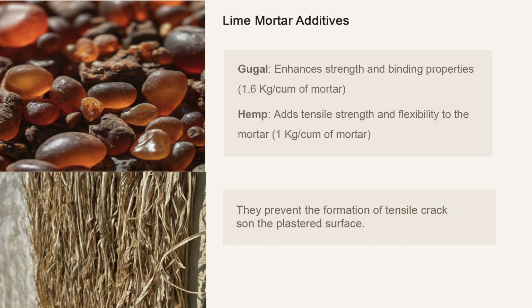We can also improve the adhesive and tensile properties of lime mortar by adding some chopped hemp, a plant used to make rope and strong rough cloth, at a rate of about 1 kg per cubic meter of mortar. This helps to prevent the formation of tensile cracks on the plastered surface.